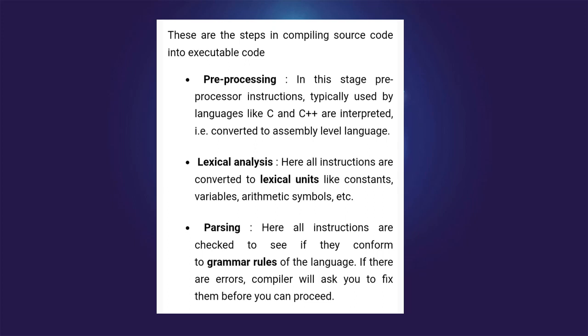Pre-processing. In this stage, preprocessor instructions typically used by languages like C and C++ are interpreted. For example, converted to assembly level language. Lexical analysis. Here all instructions are converted to lexical units like constants, variables, arithmetic symbols, etc. Parsing. Here all instructions are checked to see if they conform to grammar rules of the language. If there are errors, compilers will ask you to fix them before you can proceed.